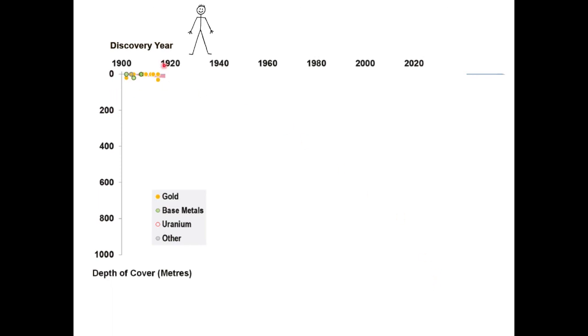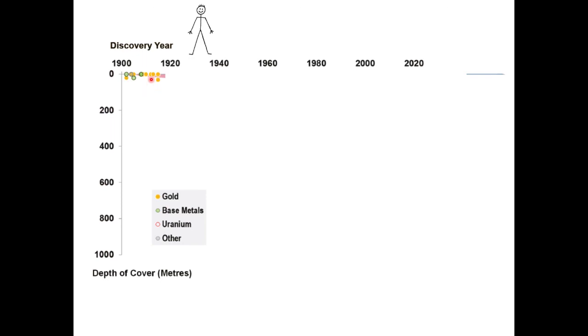So I want you to look at the diagram here, and imagine that you and me are standing up here on the surface of the Earth. The y-axis on the left-hand side of the diagram is the depth of cover, meaning the depth below the surface of the Earth in meters. So 0 to 1,000 meters, or 0 to a kilometer, or about half a mile. The x-axis here are years. And each of these years correspond to the year that a particular type of ore deposit was found around the world.